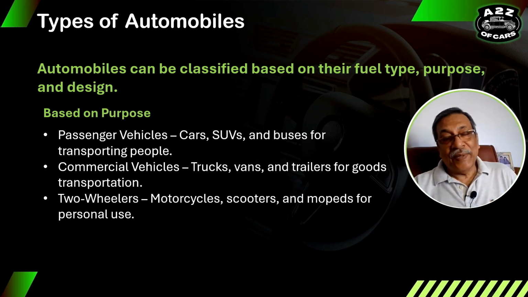Based upon purpose, we have passenger vehicles. That is the cars that we use at home. That is car, SUV, buses for transporting people. Commercial vehicles, trucks, vans, trailers, generally for goods transportation. And then we have two-wheelers, motorbikes, scooters, mopeds, used for personal purpose.